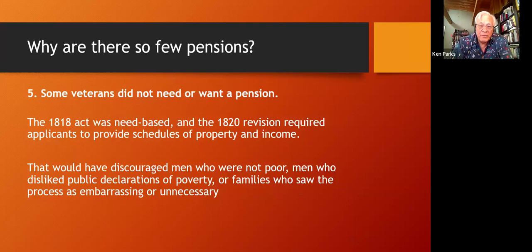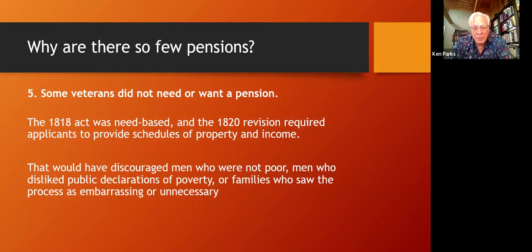And there were some veterans who did not need or want a pension. That early 1818 Act was need-based. It was supposed to cover those who were in need of a pension. And the later act required them to actually prove and provide information about their property and their income.